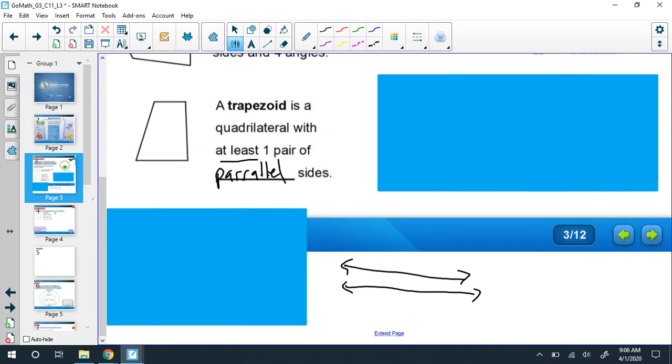So if we take a look at this shape, we have this bottom line and this top side, and both of those are parallel. If they continued on forever, they would never intersect. A trapezoid has at least one pair of parallel sides. And that's important because it can also have two pair of parallel sides. It doesn't just have to be limited to that one pair anymore.